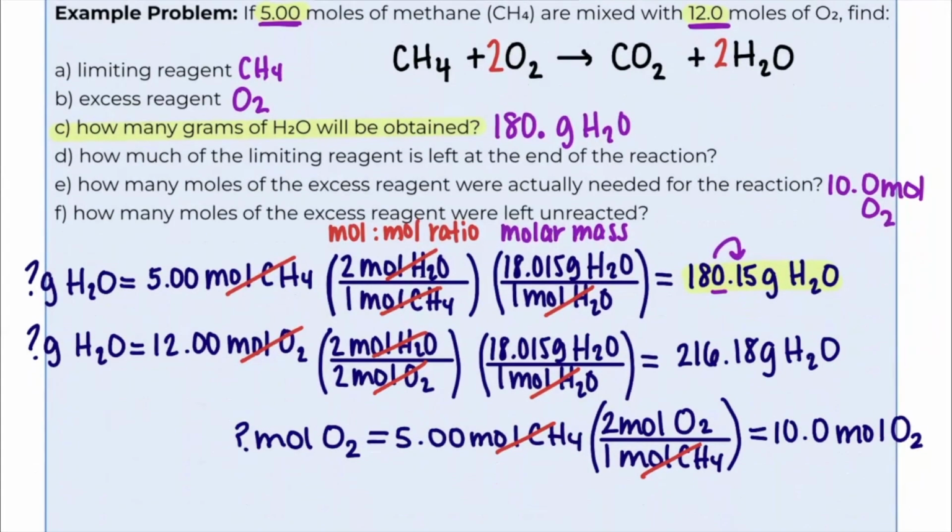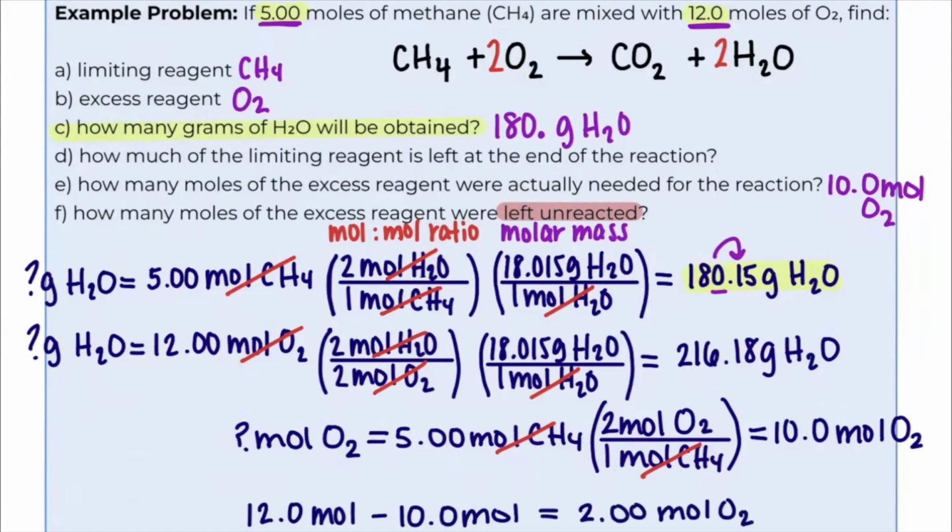So how many moles of the excess reagent were then left unreacted, right? How many of our tires, right, were left unused? So you take the 12 moles that the question gave you to start, subtract it by the number of moles you actually needed, which was 10, and you end up getting 2 moles of oxygen gas left over. That's the excess reagent that remains unreacted.